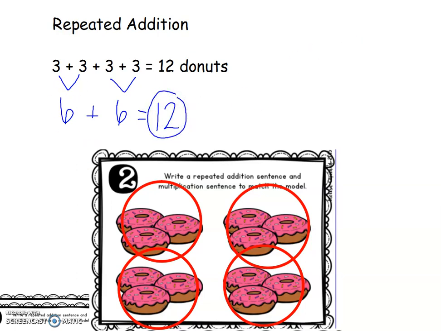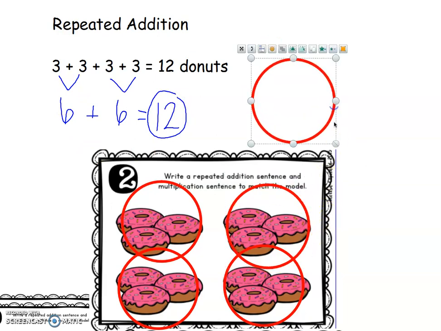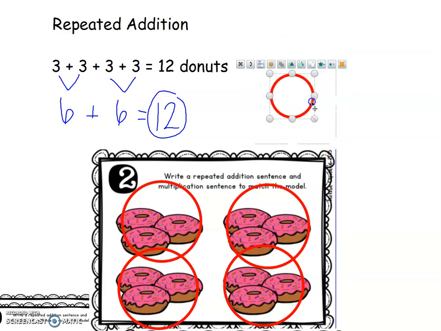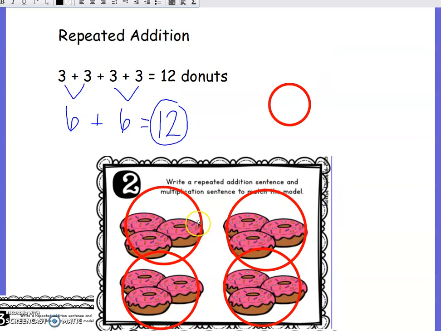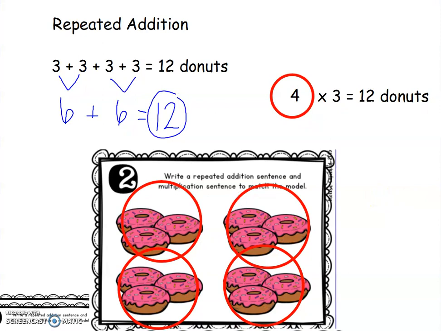Now let's go ahead and look at our multiplication equation also. So again, you're looking at how many groups are there. So how many groups of donuts do we have? I have 1 group, 2 groups, 3 groups, 4 groups. So we have 4 groups of how many in each group? Of 3, which gives me, so 4 groups, 3 in each group, 3, 6, 9, 12. 4 times 3 is 12. Okay, because multiplication is just that repeated addition.